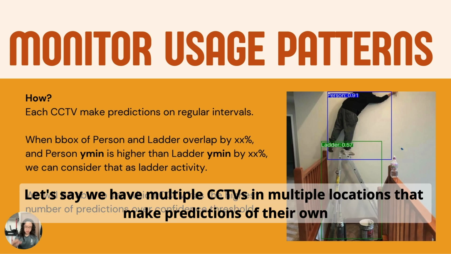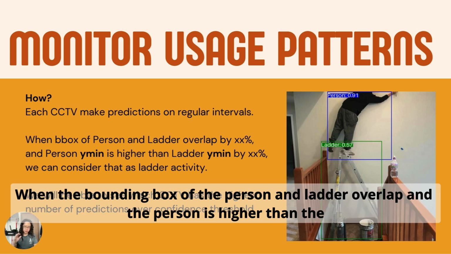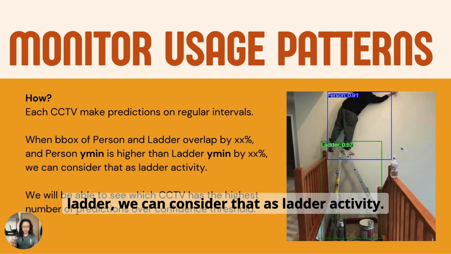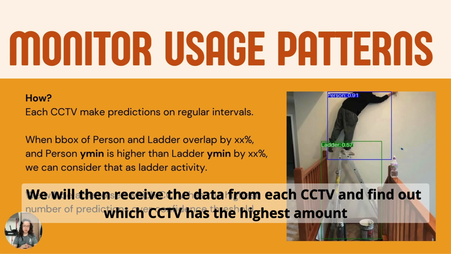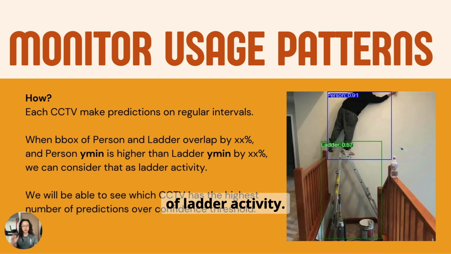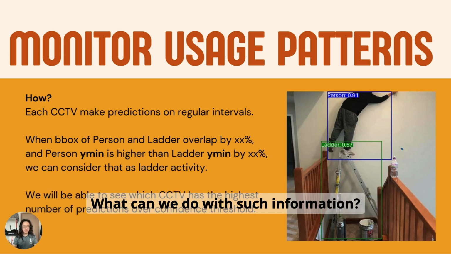How, you may ask? Let's say we have multiple CCTVs in multiple locations that make predictions of their own at regular intervals. When the bounding box of the person and ladder overlap and the person is higher than the ladder, we can consider that as ladder activity. We'll then receive the data from each CCTV and find out which CCTV has the highest amount of ladder activity. What can we do with such information?